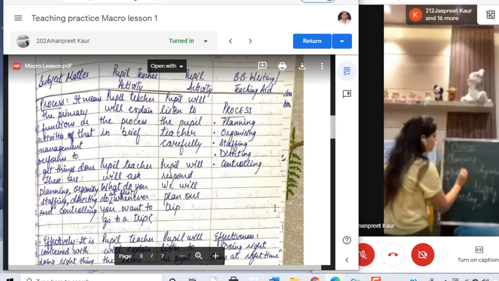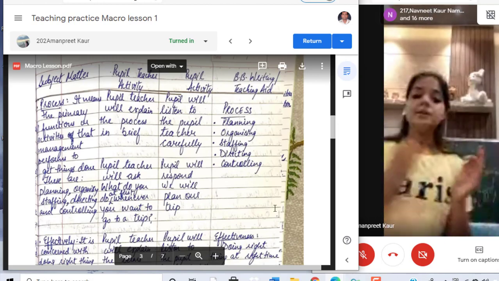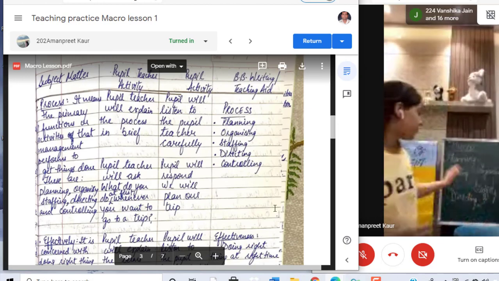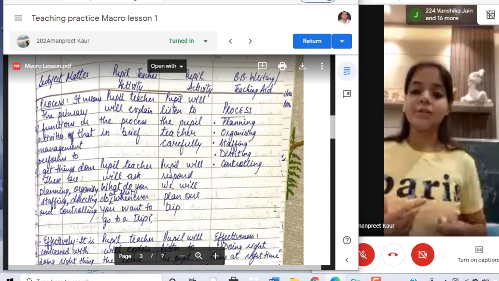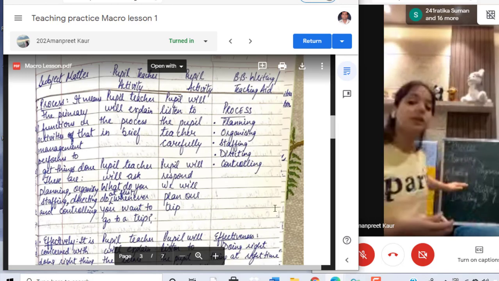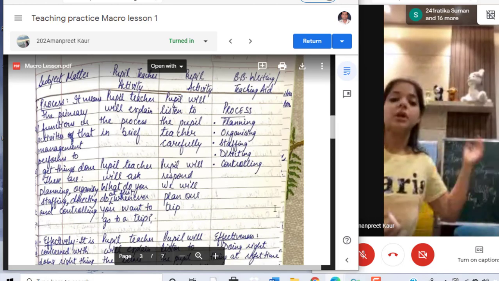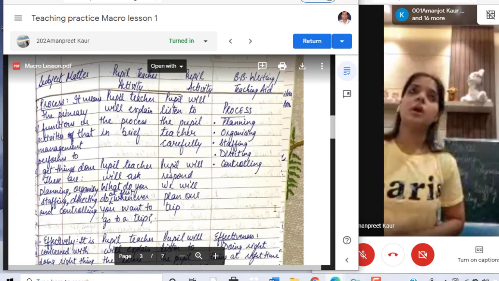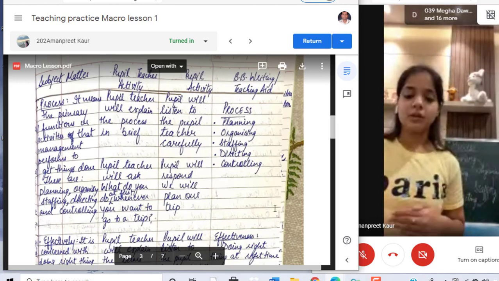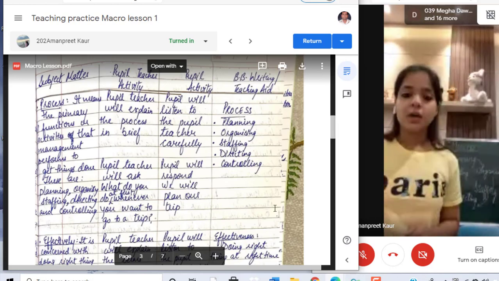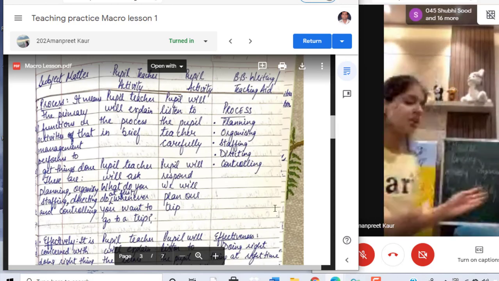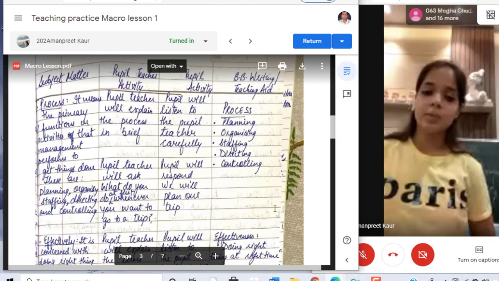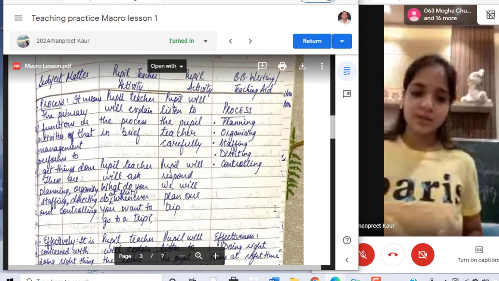In controlling, we will monitor if the plan is being done in the right direction or not. If the plan we thought of is not being done in the right way, we will control it, monitor it, and give some direction. And if the goal is not achieved according to the plan set, we will plan something else. So after controlling, it will again plan a new plan if the earlier plan is not successful.